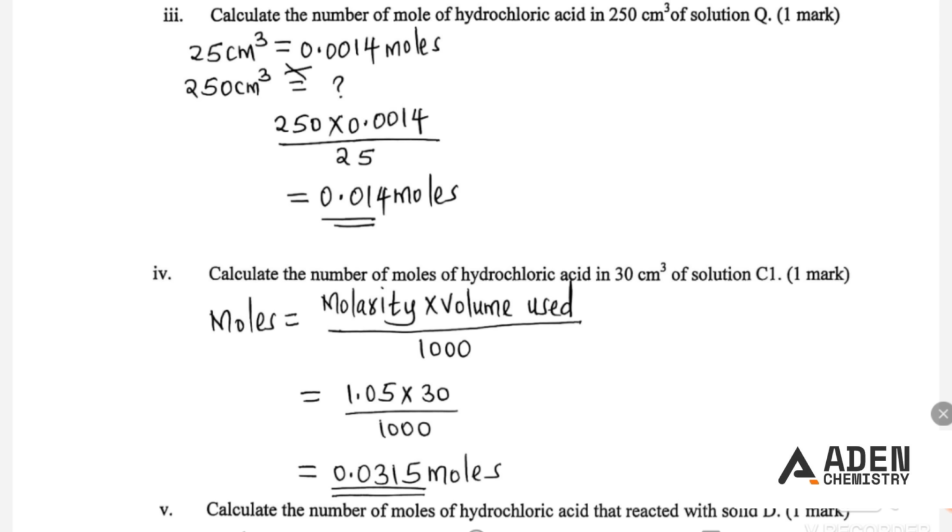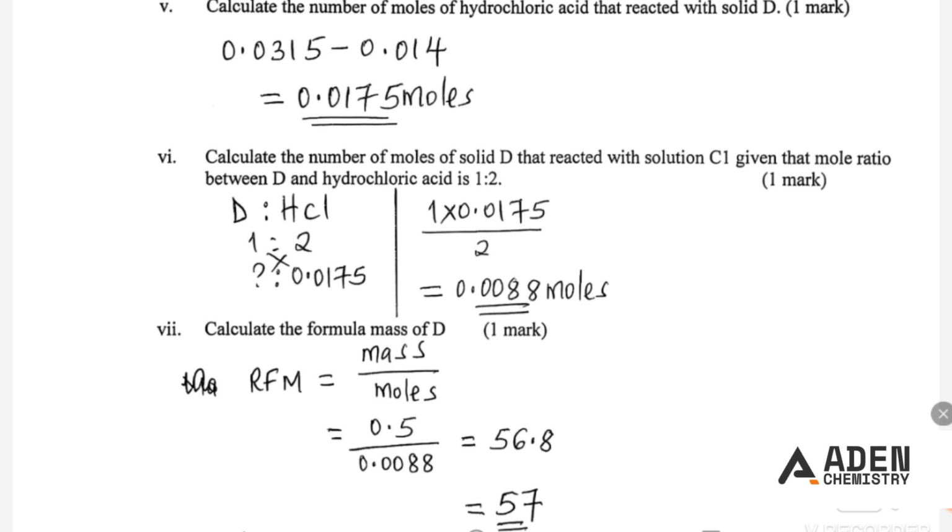So Roman 4, we are told to calculate the number of moles of hydrochloric acid in 30 centimeter cube of solution C1. That is the original moles. It will be equal to molarity of solution C1 multiplied by volume, which is 30 divided by 1000. We are going to get 0.0315 moles. So next, Roman 5, we are told to calculate the number of moles of hydrochloric acid that reacted with solid D. So here we have to take the original moles, then we subtract the excess moles. So what we are going to get here will be 0.0175 moles.